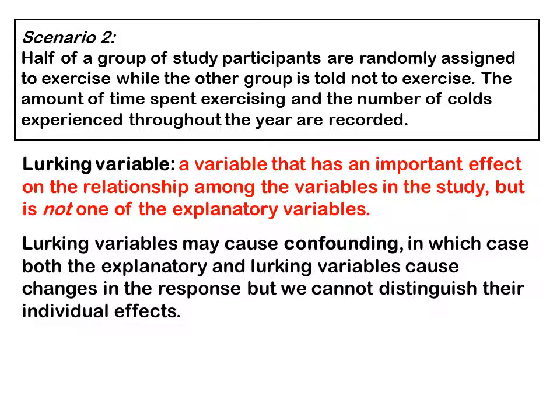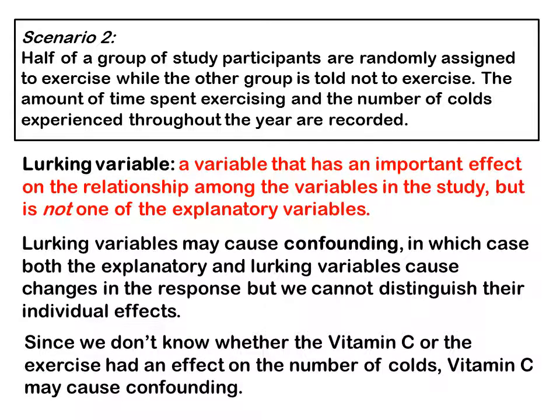Lurking variables may cause confounding, in which case both the explanatory and lurking variables cause changes in the response, but we can't distinguish their individual effects. So we're not sure whether it was the vitamin C or the exercise that actually decreased the number of colds. Since we don't know whether the vitamin C or the exercise had an effect on the number of colds, vitamin C may cause confounding.